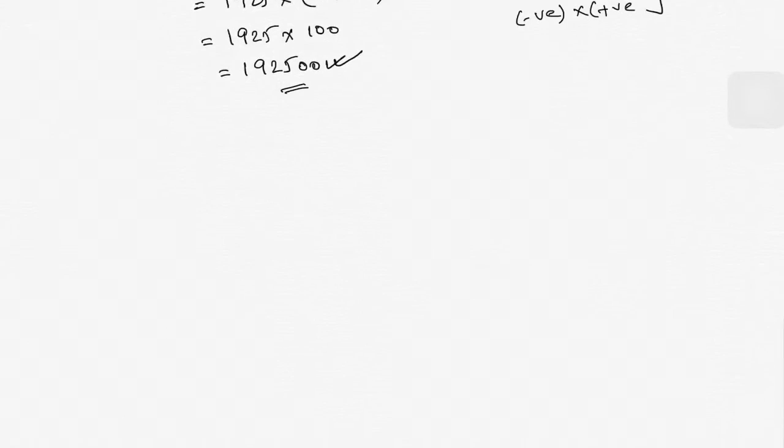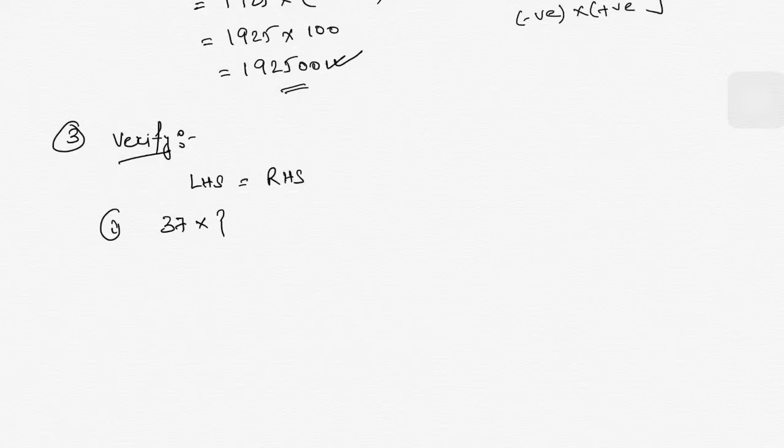Now we are going to see the third. The third is verify. Now what you need to verify is left hand side is equal to right hand side. Okay, now see the first problem: 37 into 8 plus minus 3 is equal to 37 into 8 plus 37 into minus 3.